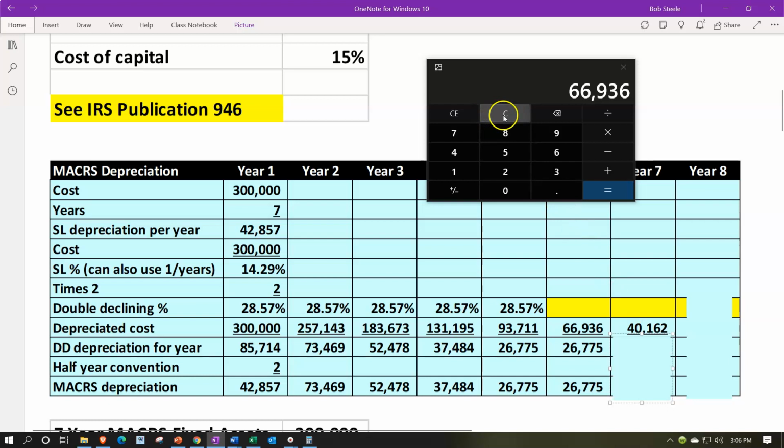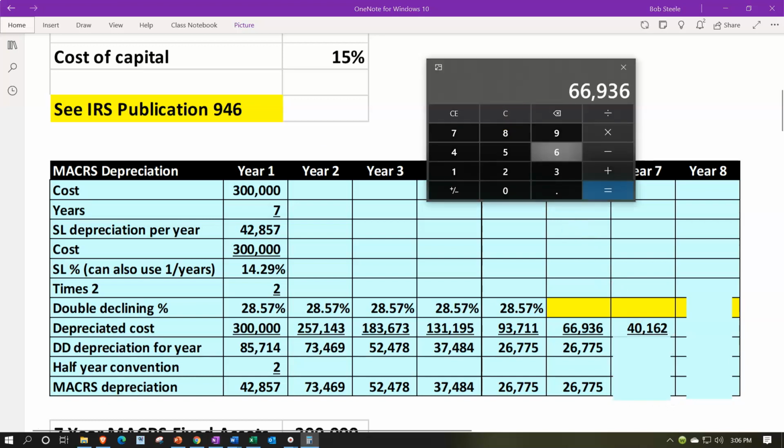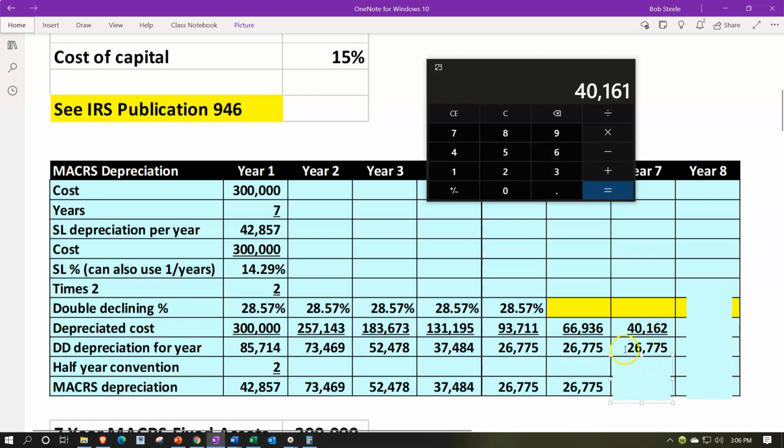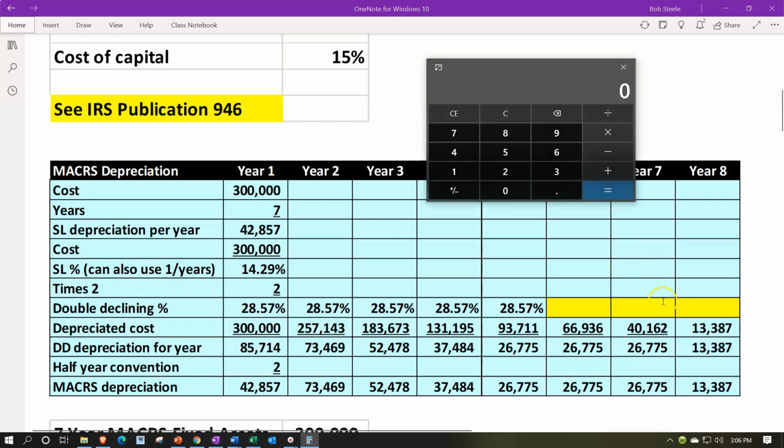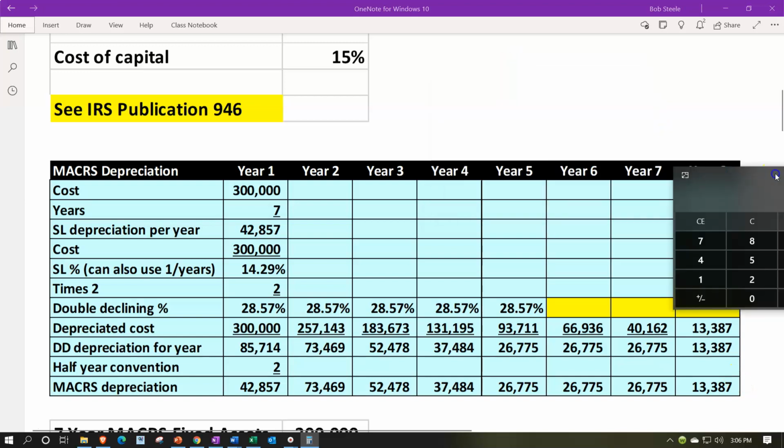28.57, and then we'll do the same thing. So I'll take the 66,936 minus the 26,775, 40,161, but I'm not going to multiply times the 28.57, but rather just take the same amount again. And then finally, lastly, we would have the plug, which is standard for the straight line method, and that's what we need to finish this thing off in the last year, 40,162 minus the 26,775 means we have the 13,387 left, that then being the plug.